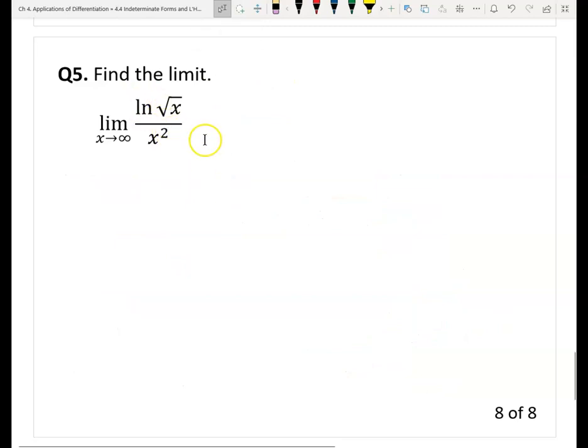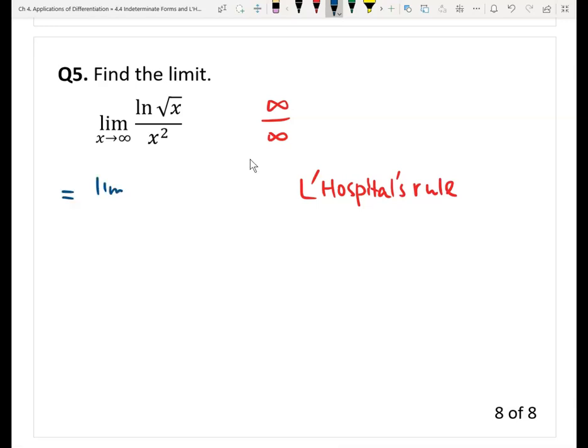Here is the last question. Okay, so the same. First, let's verify this is indeterminate. The numerator, of course, ln of square root of x goes to infinity, right? So that's infinity over x squared, which goes up to infinity. Therefore, we can use L'Hospital's rule. Okay, and now we're going to take a derivative. Let me write it completely. Take the derivative of the numerator and the derivative of the denominator. Okay, so we're going to do the calculation now.